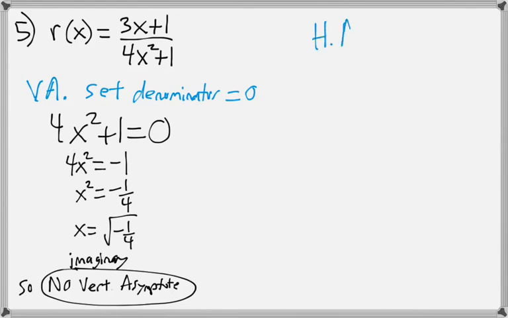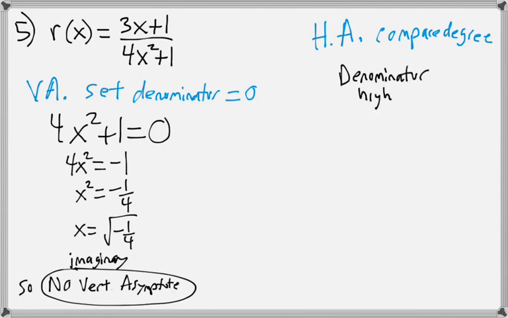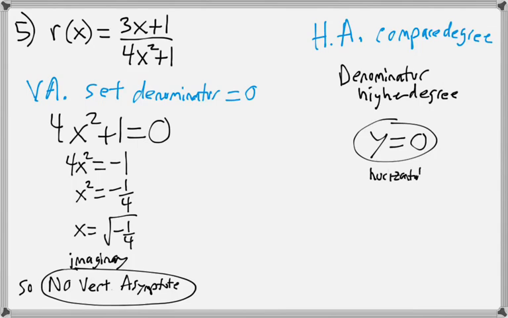For the horizontal asymptote, I want to compare the degree. So the denominator has a higher degree, because its degree is 2, and the numerator has a degree of 1. Therefore, y is equal to 0 will be our horizontal asymptote. And just as a note, you don't need to put this, but this is a horizontal line. This is not a point, this is a boundary line.